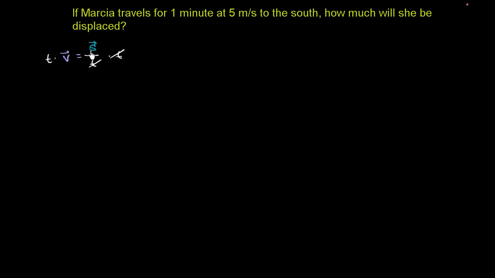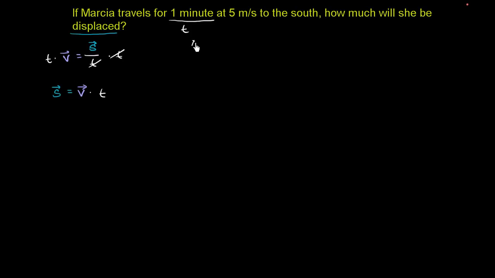I'll write what's on the right-hand side on the left. So you get displacement is equal to velocity times time, or velocity times change in time. So over here, they're asking us for displacement. They're asking us how much did Marcia get displaced. And they're saying that she travels for 1 minute. So this 1 minute right over here, this is her time.